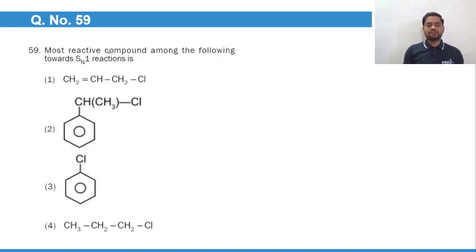59. The most reactive compound among the following towards SN1 reaction. Most reactive towards SN1 means stable carbocation. The more the stability of the carbocation, the more is the reactivity. This one cannot form a stable carbocation. Out of all these, I can say this is a 3-degree carbocation, resonance stabilized. Best answer. So 59, option number 2 is the right answer.